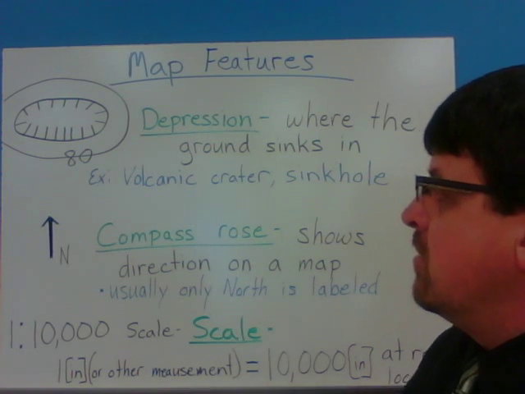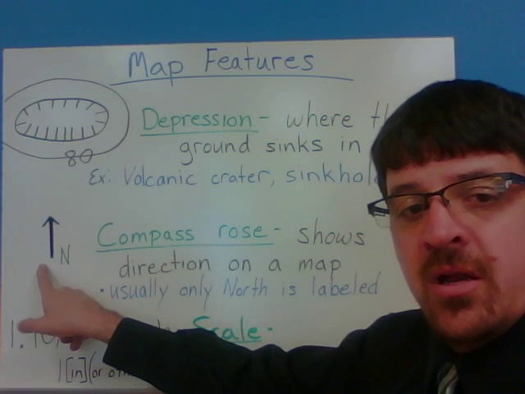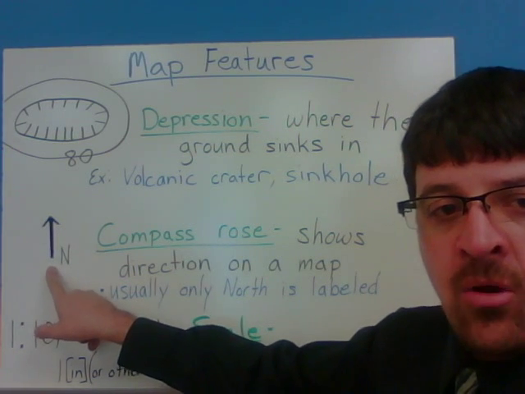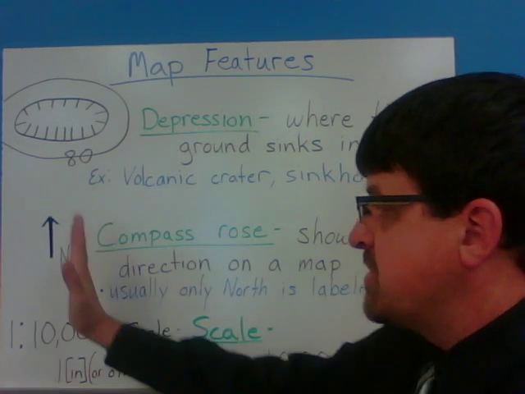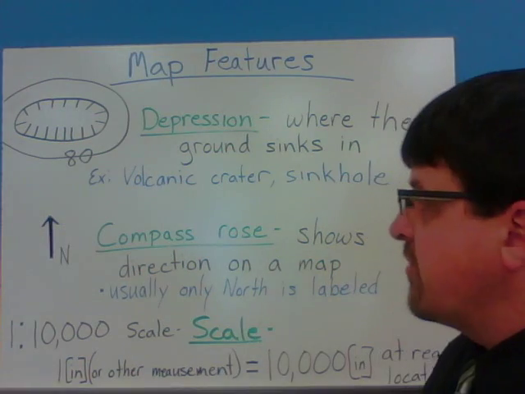Now, this right here is typically the way that it's drawn. You'll see this little arrow with an N next to it. Sometimes it might be off at an angle a little bit, and it might be showing it off in a different direction.